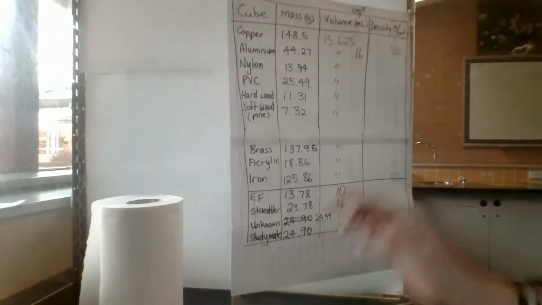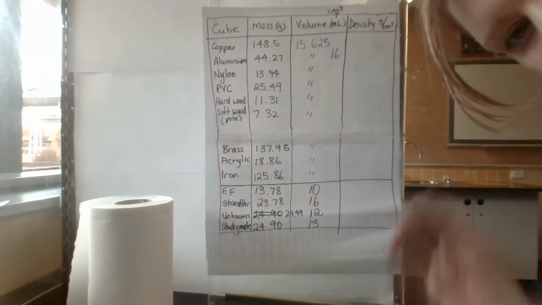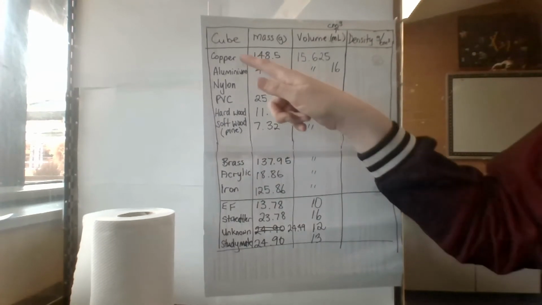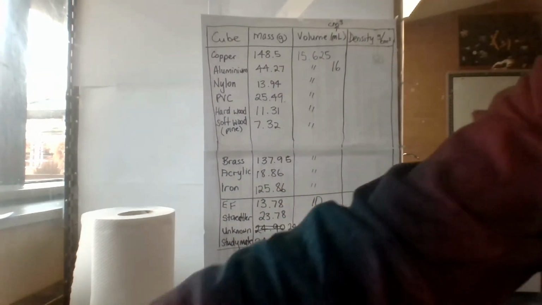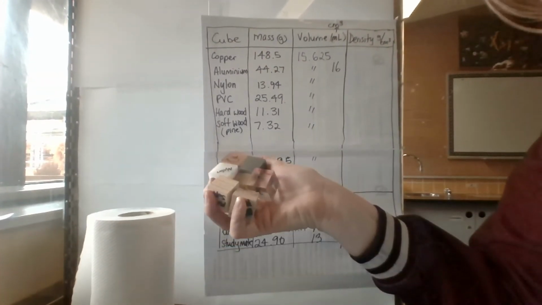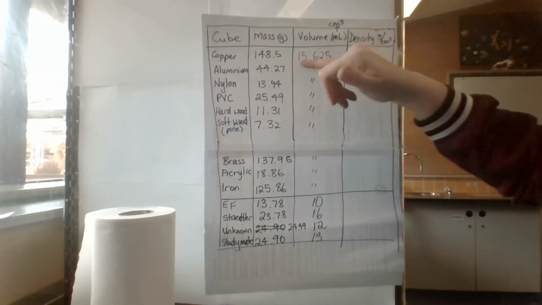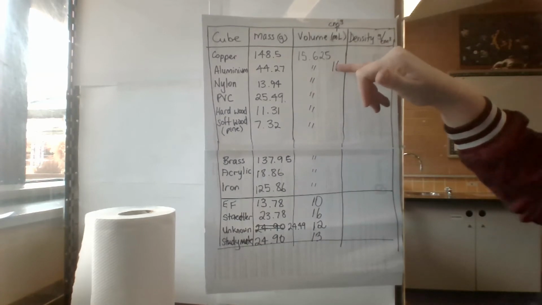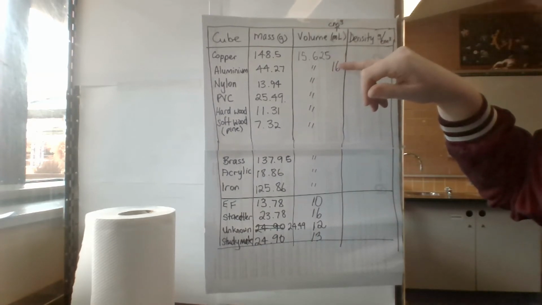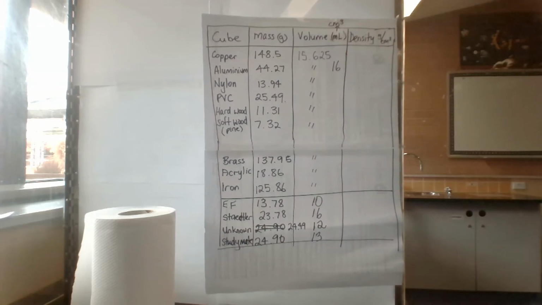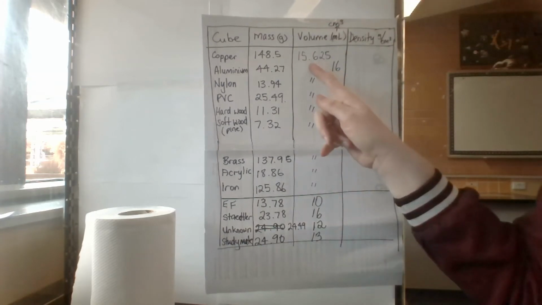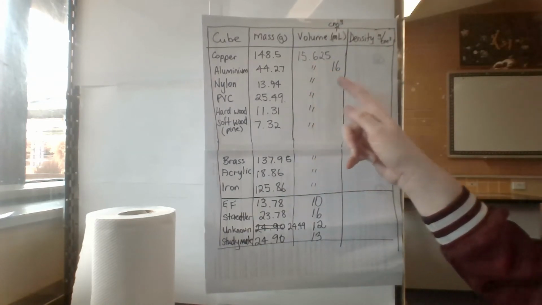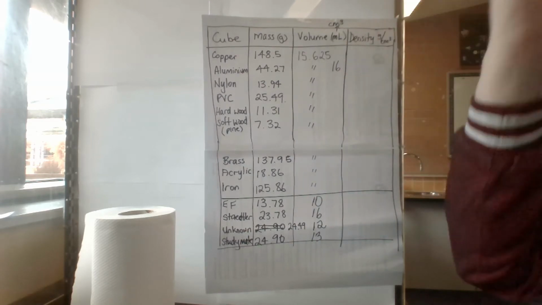You can see some of the results from our last couple of videos. So, firstly, we've got our cubes. That's all these ones. They all had the same volume. Their volume was 15.625, which is approximately 16. 16 was what we got from displacement. 15.625 is from measuring. We're going to use that one because that's more accurate. This one's easier with number-wise.